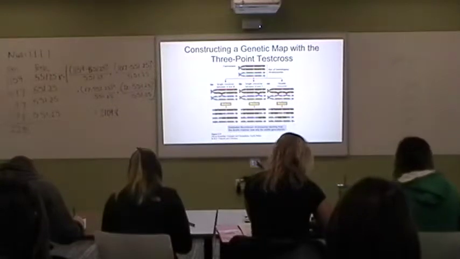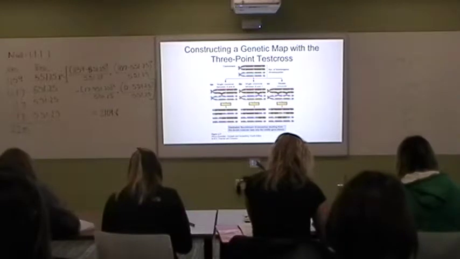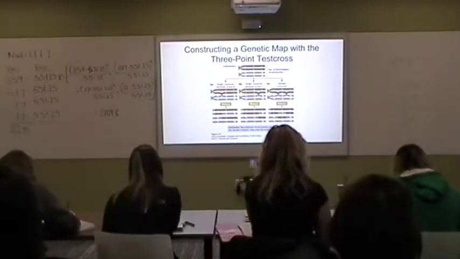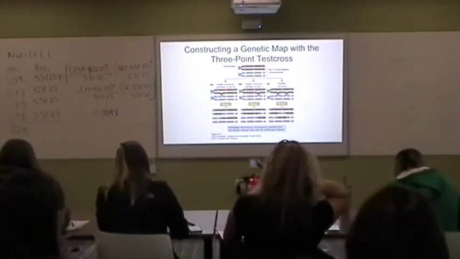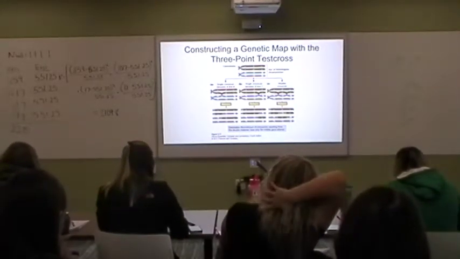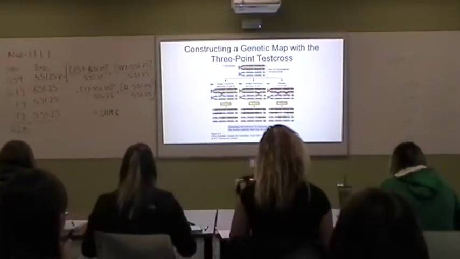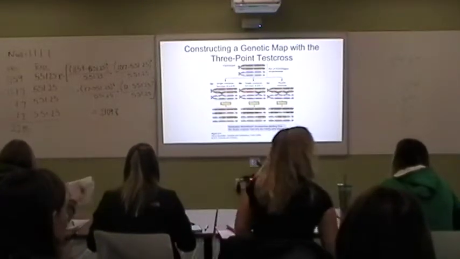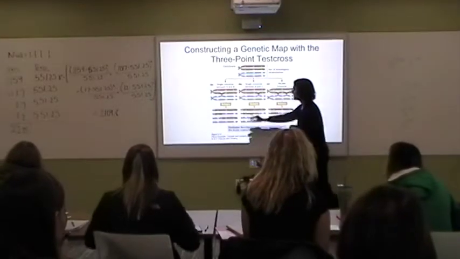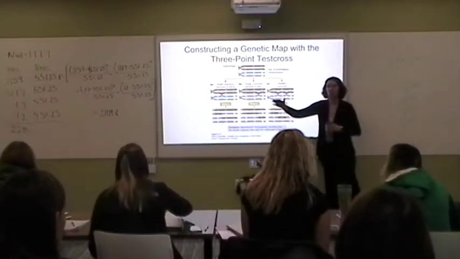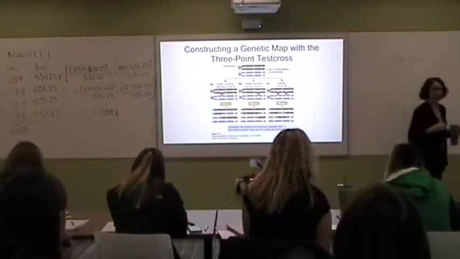Okay, so this is just an overview or sort of a summary of those three-point crosses. We're starting with one set of homologous chromosomes. Our options for offspring become single crossovers between A and B, single crossovers between B and C, or double crossovers, which are going to occur between A and B and B and C. And so in the offspring, we're going to get a whole bunch of parentals because these outside chromosomes in this tetrad don't cross over. And then we'll get a bunch of non-parental chromosomes in the middle.